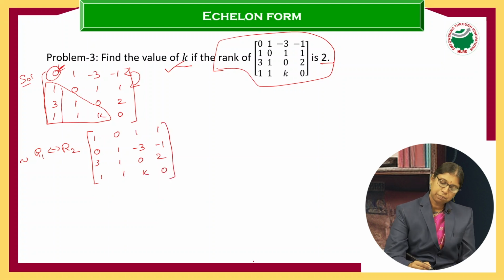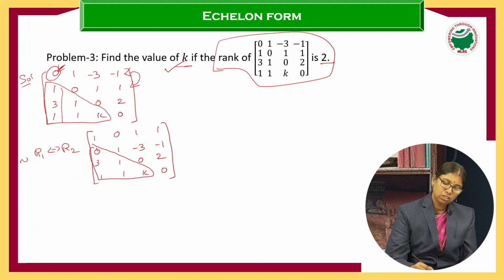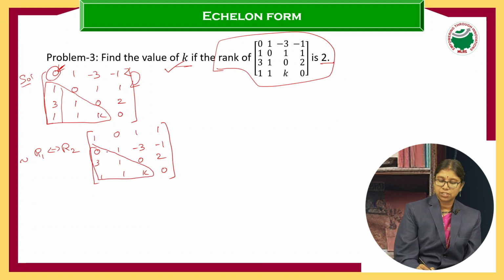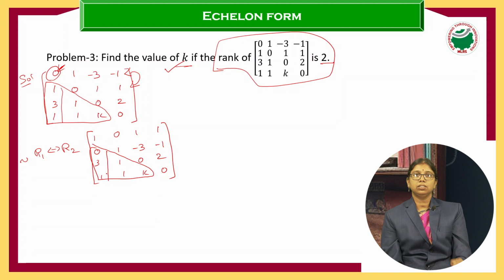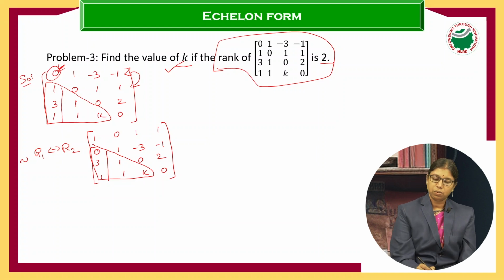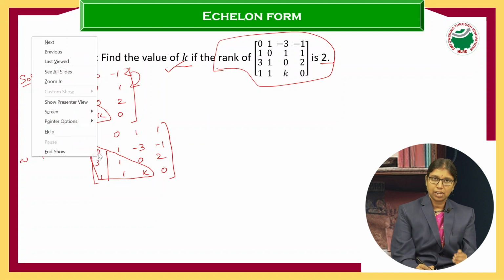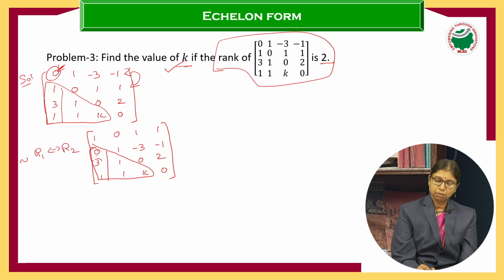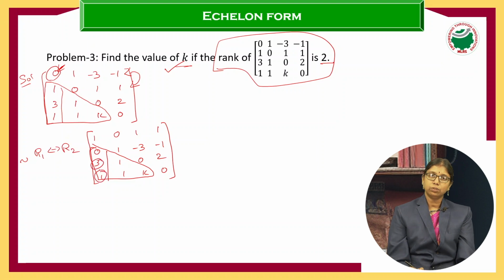So now again represent the lower diagonal values. These are your lower diagonal values. So first you focus on the values which are in the first column. You have to convert these three values to 0. Since one of the values is already 0, I'll leave that value. I'll convert the remaining values 3 and 1 to 0.